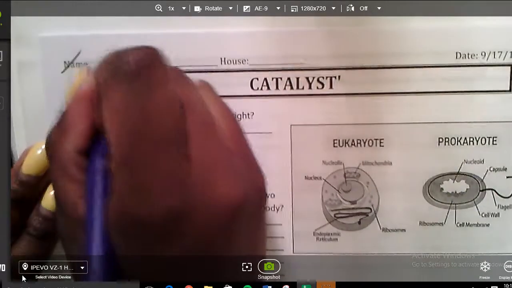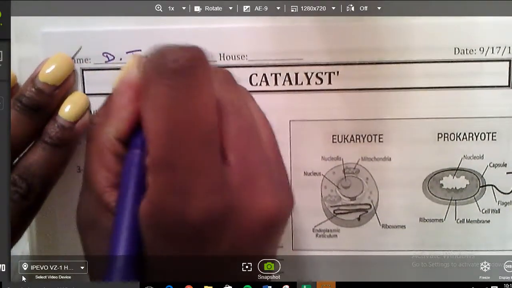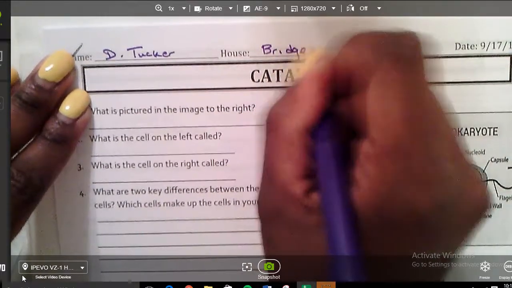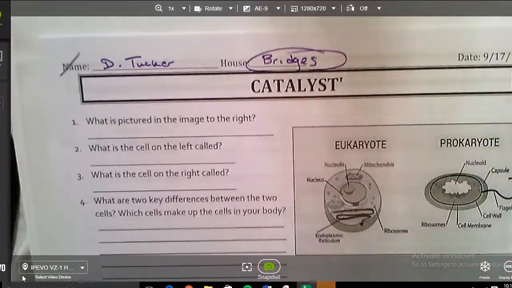Go ahead right now and put your name and house at the top. We all can't be a part of the best house. That's Bridget's house. Be quiet, don't say anything.